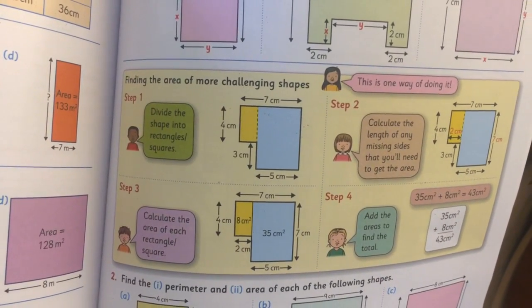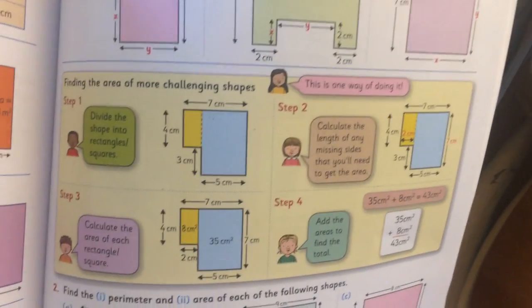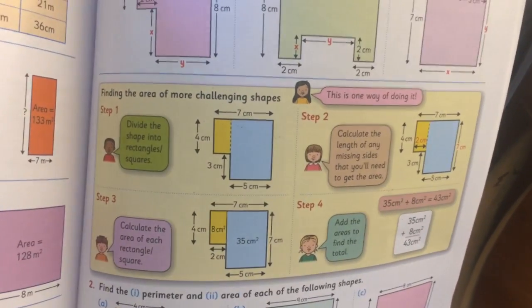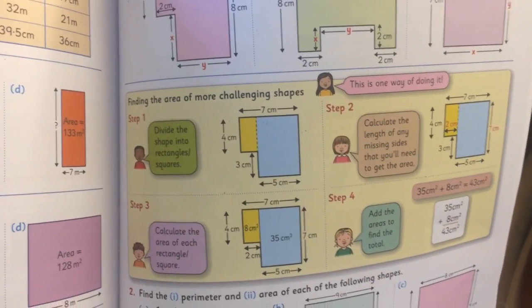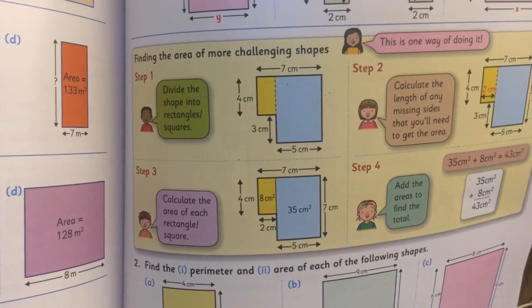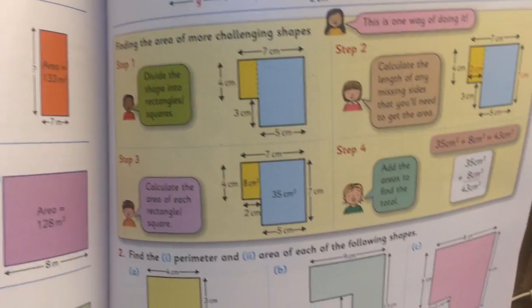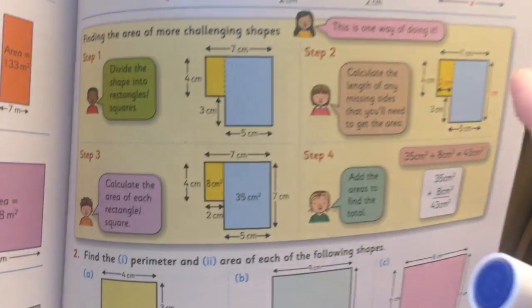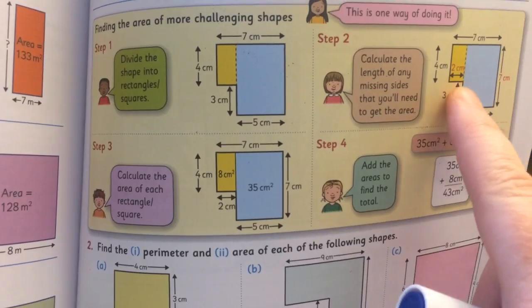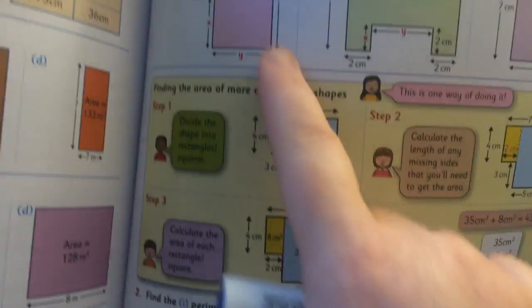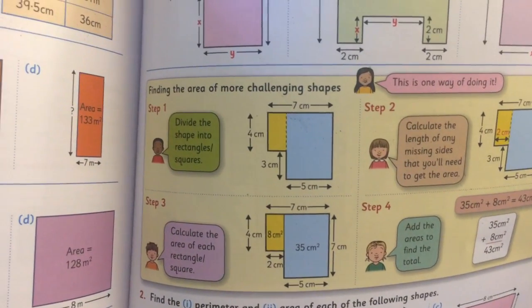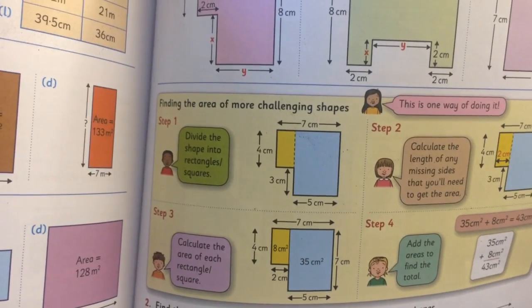The next one says finding the area of more challenging shapes. So we found the length of missing pieces there, but we didn't find the area. So that's what we're looking at now. Now, stupidly, they used a measurement which is a bit wrong there. They used a 7 centimeter there. They used a very similar one to that, but now this is a new shape, just so that you're aware, okay? So the first thing they say is divide the shape into 2 rectangles.